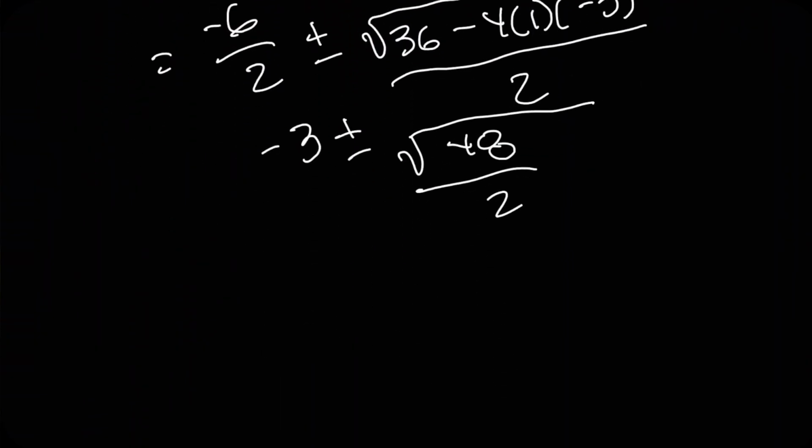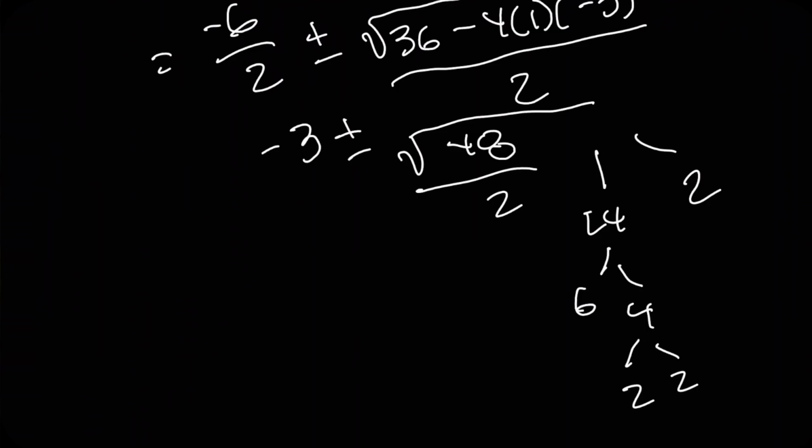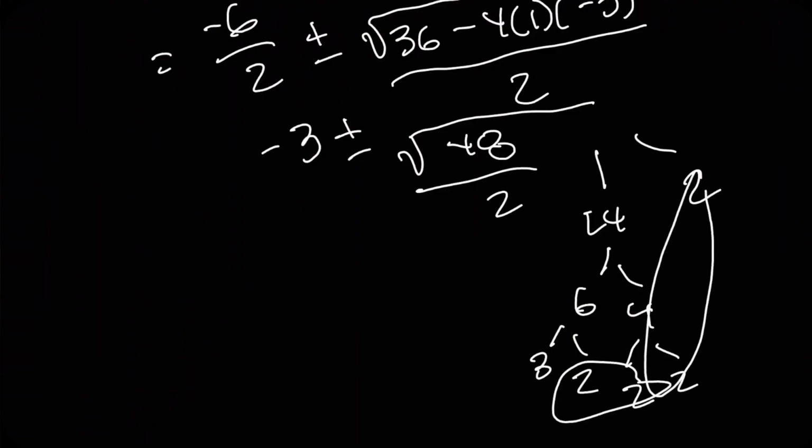And then reducing our 48, we'll have 24, and we'll have a 2. Let's see, 6, 4, 2, 2, and then 3 and 2. So we have a pair here, and we have a pair there. And then we have the 3 left over, which will stay underneath the square root.